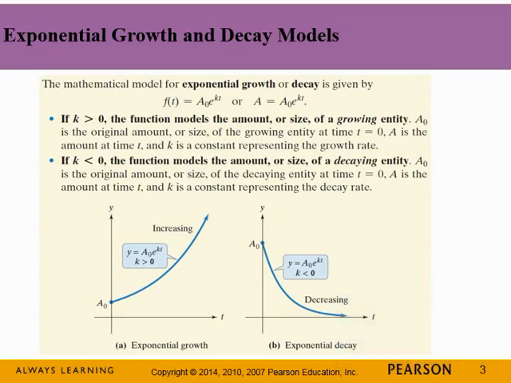Exponential growth and decay models. So if k is greater than 0, the function models the amount or size of a growing entity. And if k is less than 0, the function models the amount or size of a decaying entity. So if it's growing, it's going up. If it's decaying, it's going down, but it'll never hit 0. It'll get super close, and you can barely tell the difference.